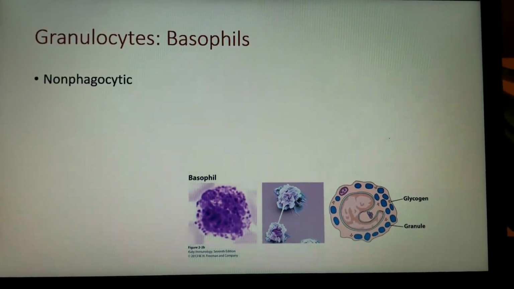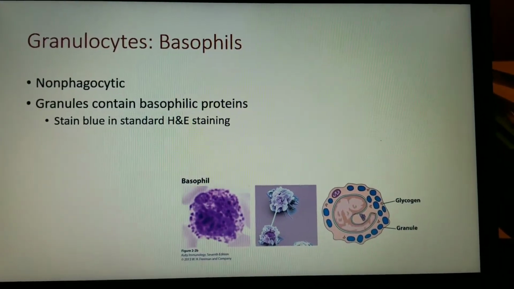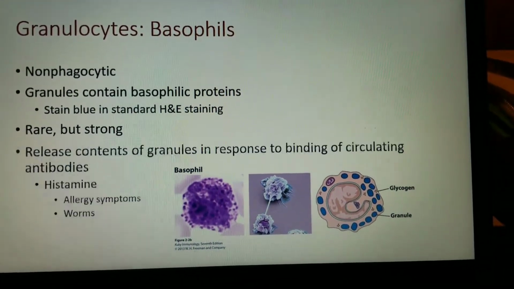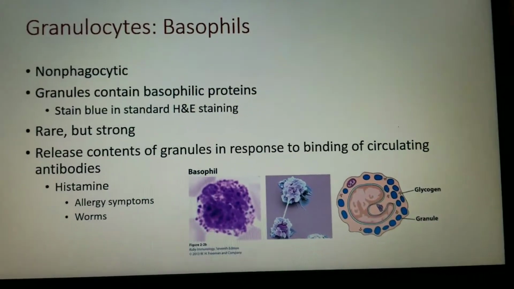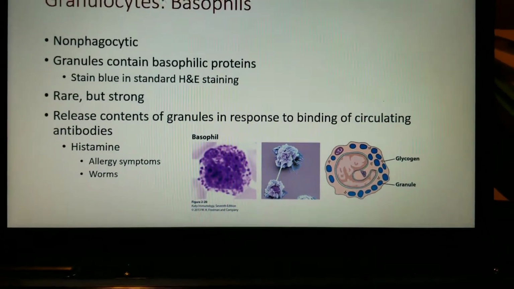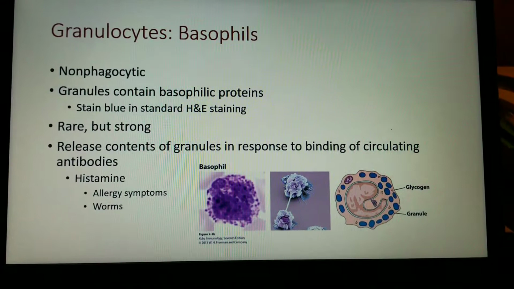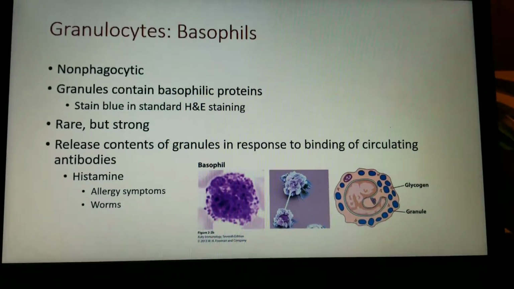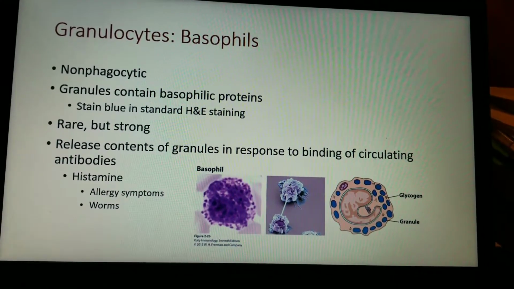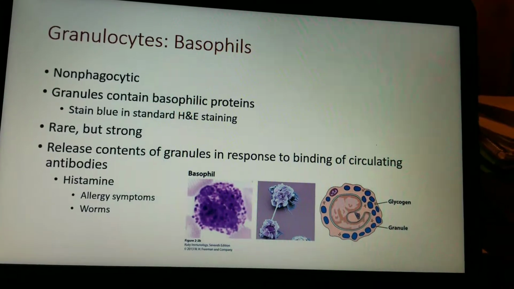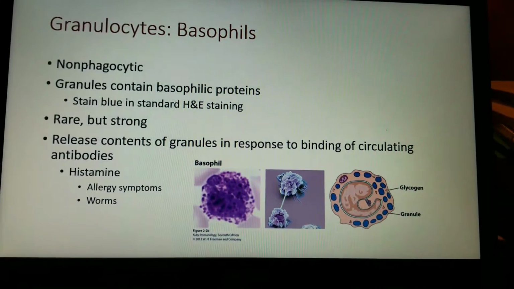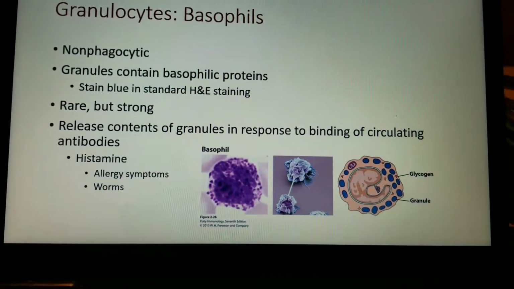The next one is basophils, which are non-phagocytic, and they're identifiable because their granules have basophilic proteins. They're less common, but they have a big effect, so you don't need as many of them. They release the contents of the granules in response to binding of circulating antibodies, which is how all granules work. The biggest thing in their granules is histamine, which causes allergy symptoms. This is easy to remember for me because I know that allergy medicine is called antihistamines.